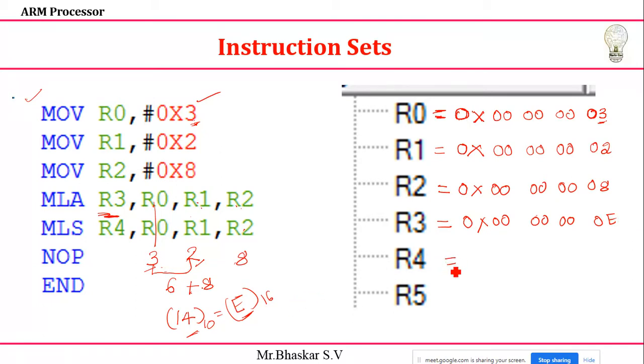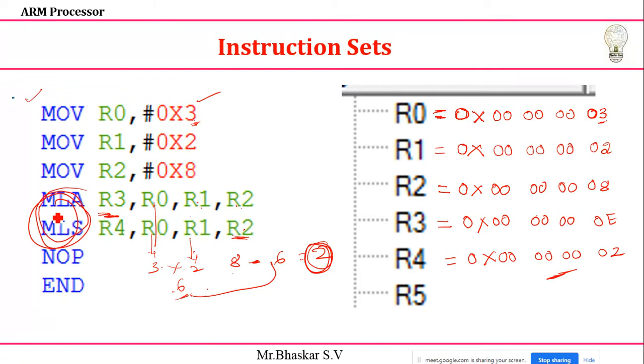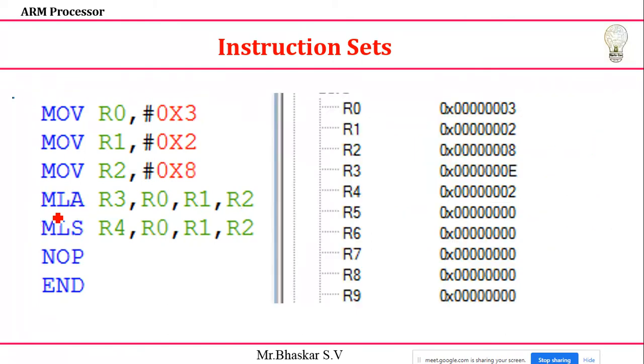Similarly, R4 value, MLS instruction. So next we'll check out the result. Same thing, I'm getting 3 to 8 E as well as 2.